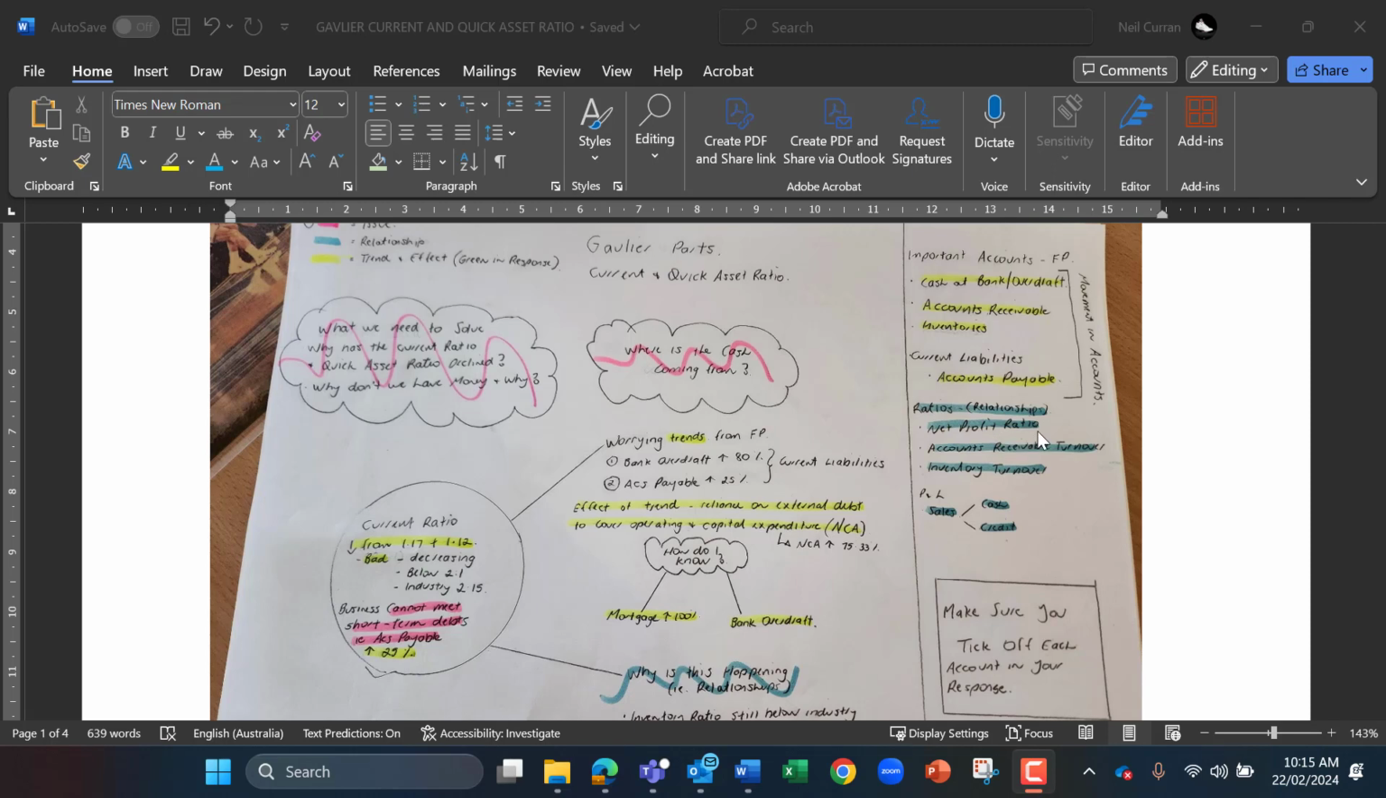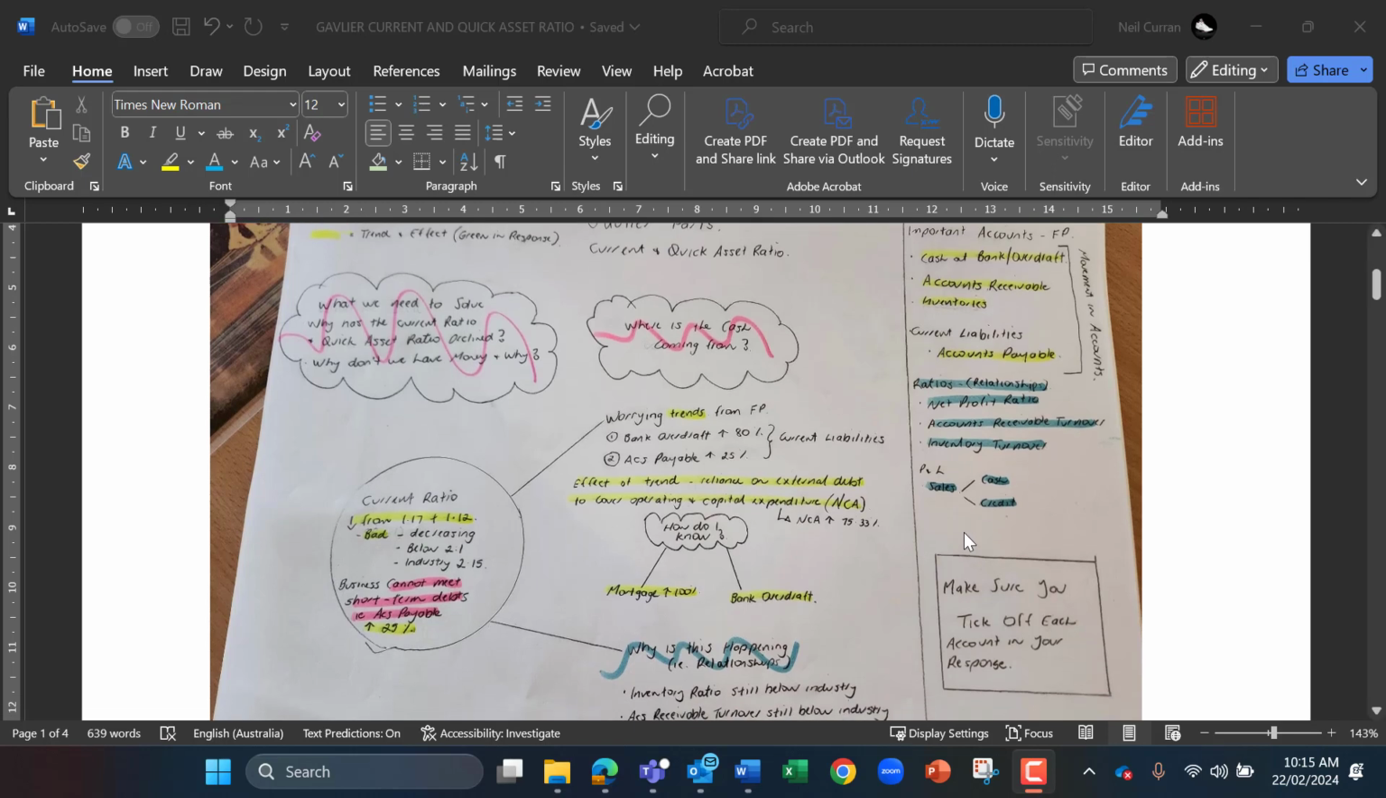In the current liabilities, accounts payable, and then the ratios that have a relationship with each other, obviously the net profit ratio, which looks at profitability, the accounts receivable turnover, the inventory turnover, and from the profit and loss, our sales, and in particular our sales on credit.